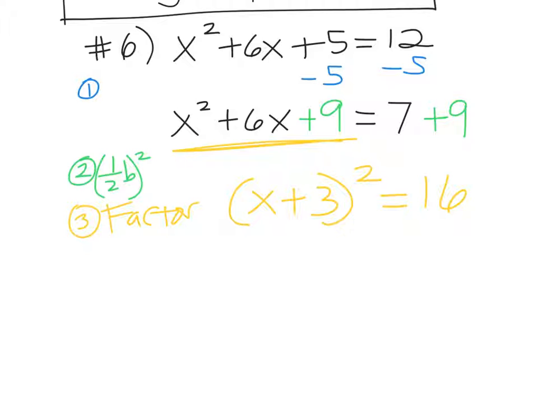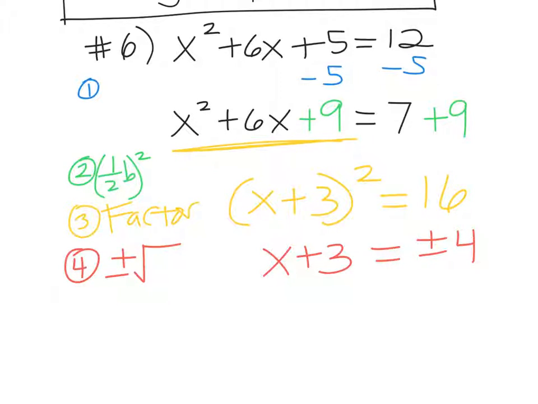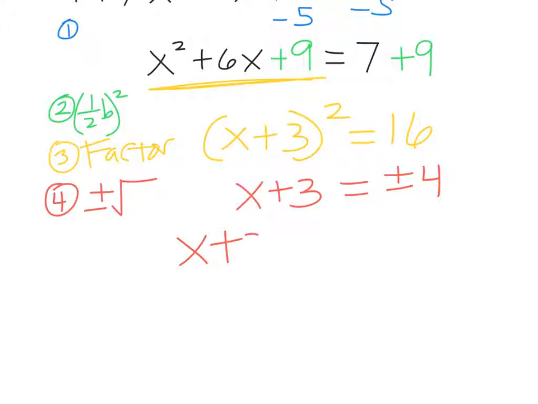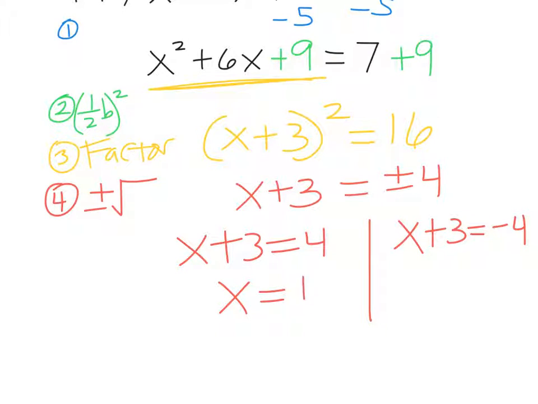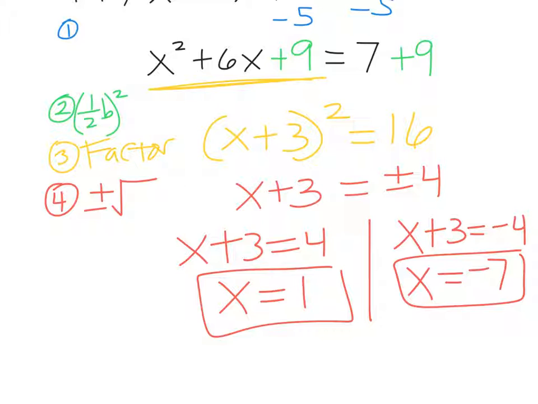Okay? Step 4. Now we're going to solve by taking the plus and minus square root. So we get x plus 3, squared, and the square root cancel each other out, equals plus or minus the square root of 16, which is 4. So I get x plus 3 equals 4, or x plus 3 equals negative 4. And I end up with x equals 1, x equals negative 7. Okay? So we did all the steps separately, different times today, and then I just put them all together.